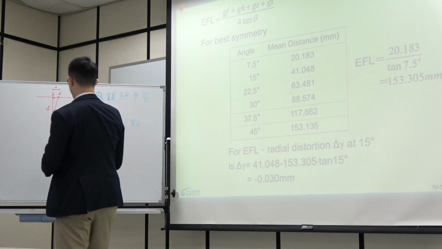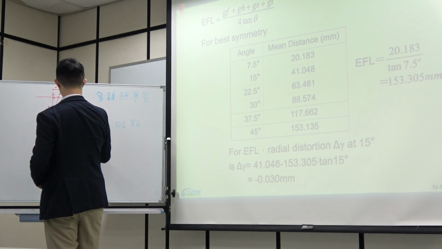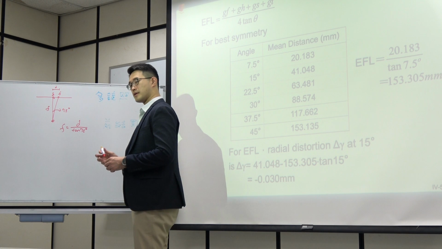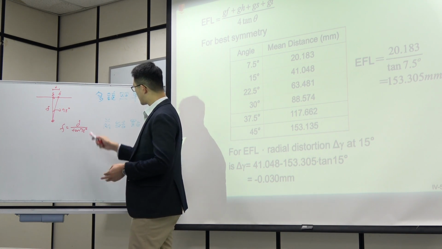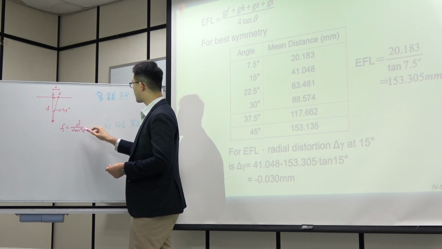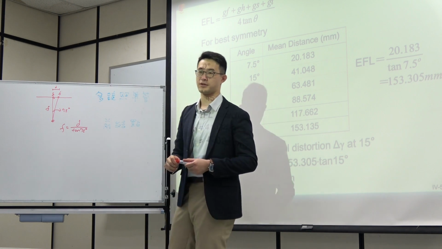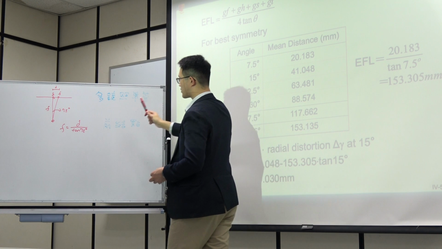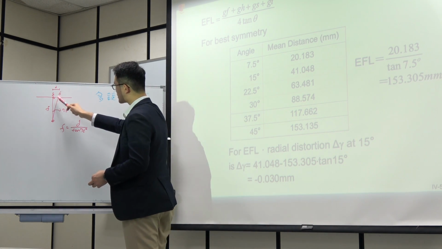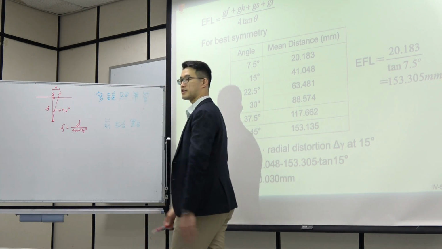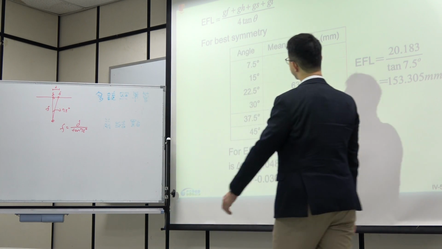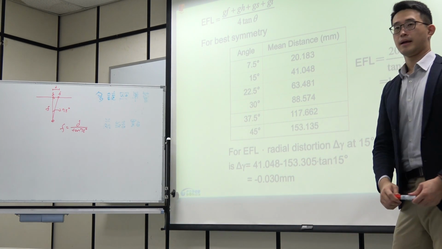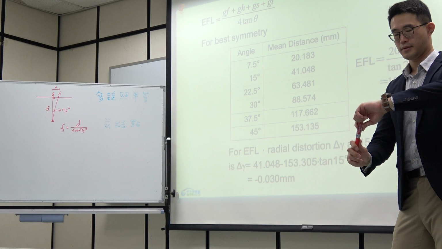So basically, your focal length is your distance over here divided by tangent 7.5 degrees. But here the EFL doesn't consider just one distance, it's an average of the four distances. Any question to that?